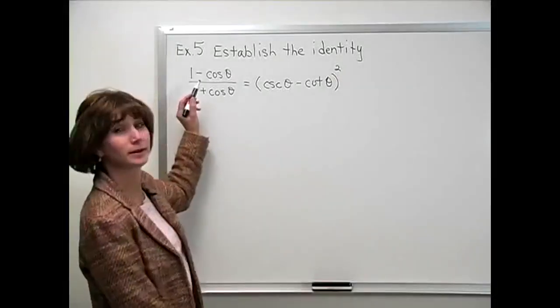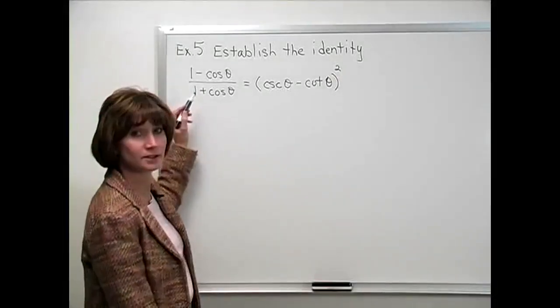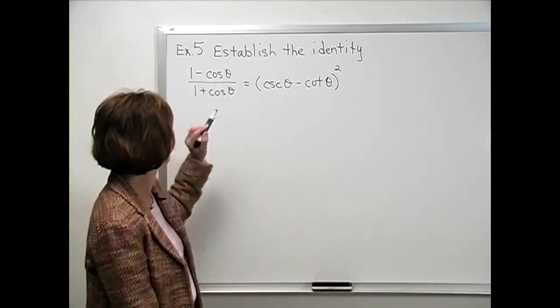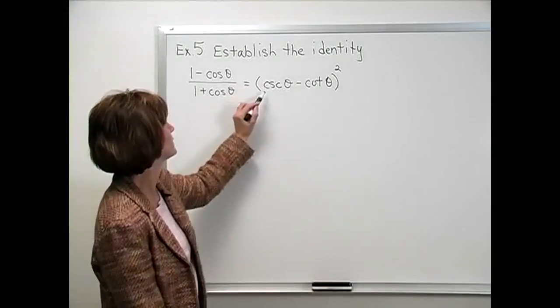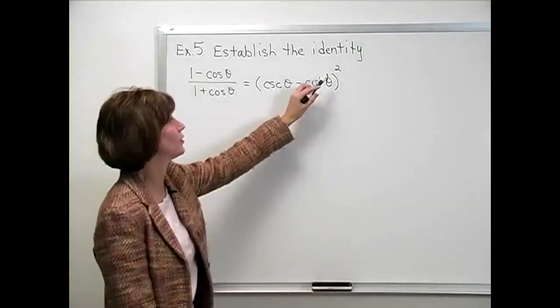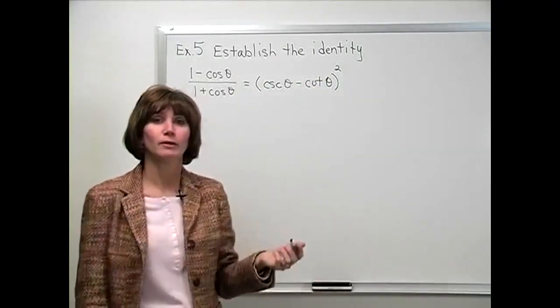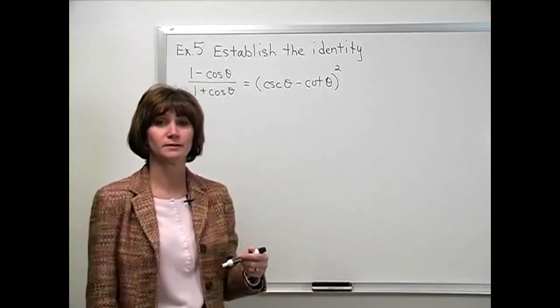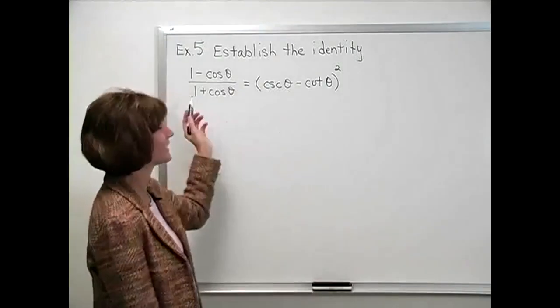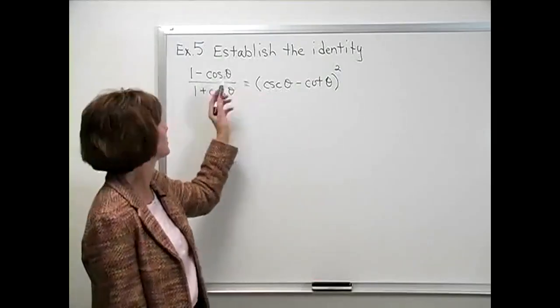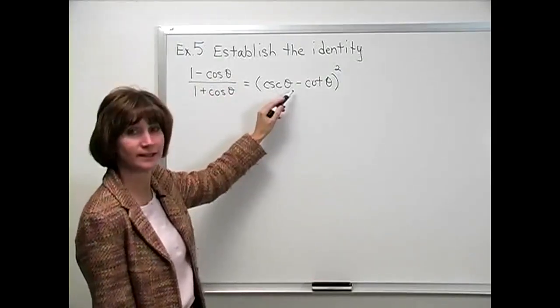In this problem, we want to establish the identity 1 minus cosine theta over 1 plus cosine theta equals, parentheses, cosecant theta minus cotangent theta quantity squared. Now remember, when establishing identities, the rule of thumb is to pick the more complicated side. Well, in this case, it's pretty close, so I'm going to choose the right-hand side.